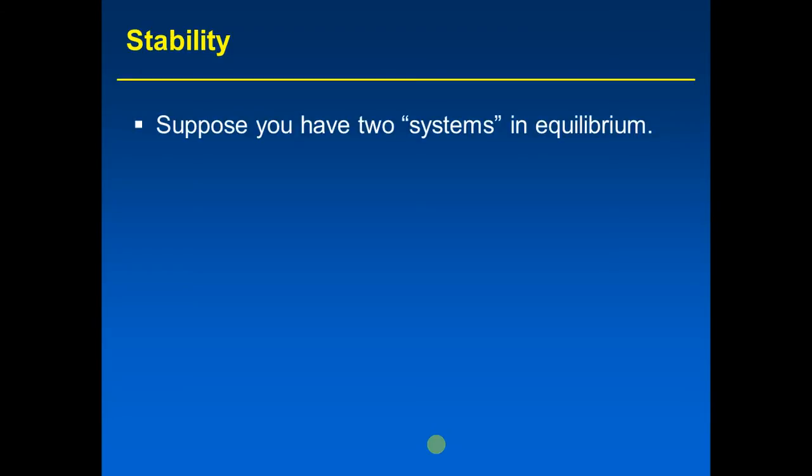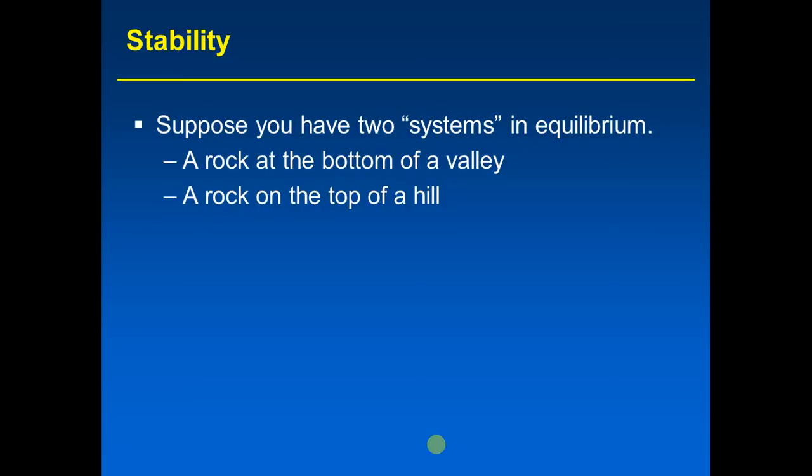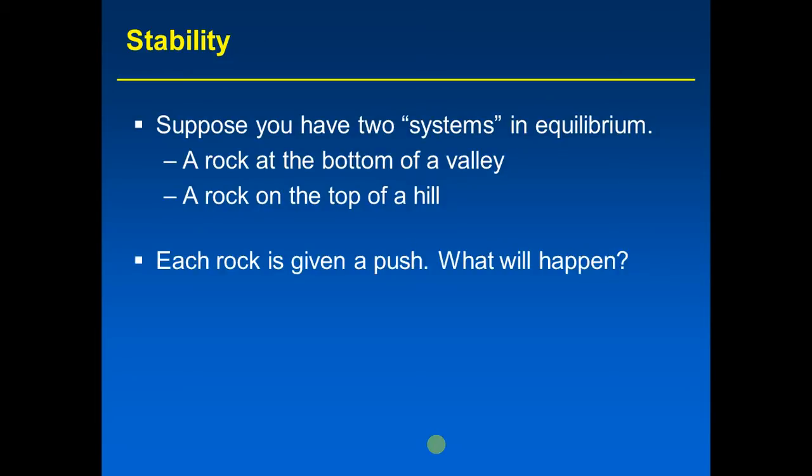In order to help understand this concept of stability more generally, let's go over a nice example to help illustrate it. Suppose that you have two systems in equilibrium. The two systems are, one, a rock at the bottom of a valley, surrounded by hills on either side. And the other system is a rock on the top of a hill. Let's suppose each rock is given a push. You exert a force on each rock. What will happen to the rock at the bottom of the valley? If you give it a force, it'll start to move upward, but it will come back down, due to the force of gravity acting on it.